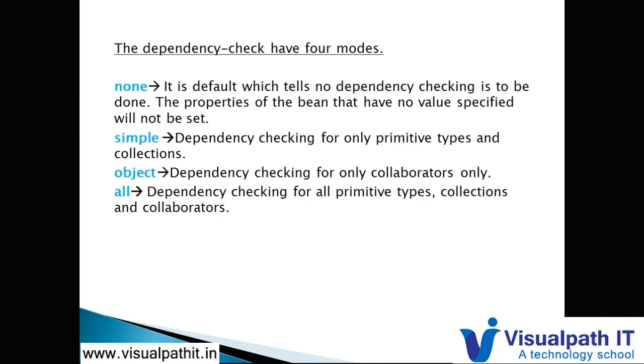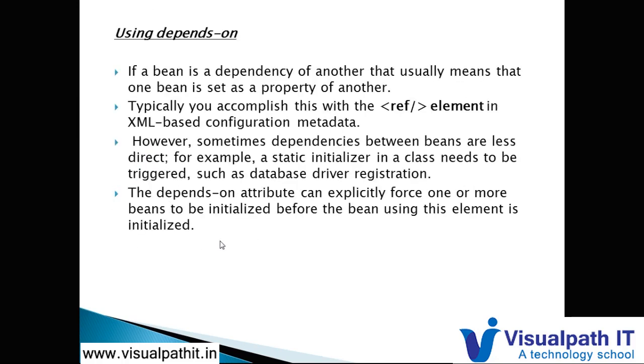Simple means only simple types, primitive types and collections. For those only, dependency check will be done. Object means for only collaborators. Next, all means for all kinds of properties, all kinds of types, like the primitive types, simple types, collections and collaborators. For each and everything, for all the data types, dependency checking will be done.